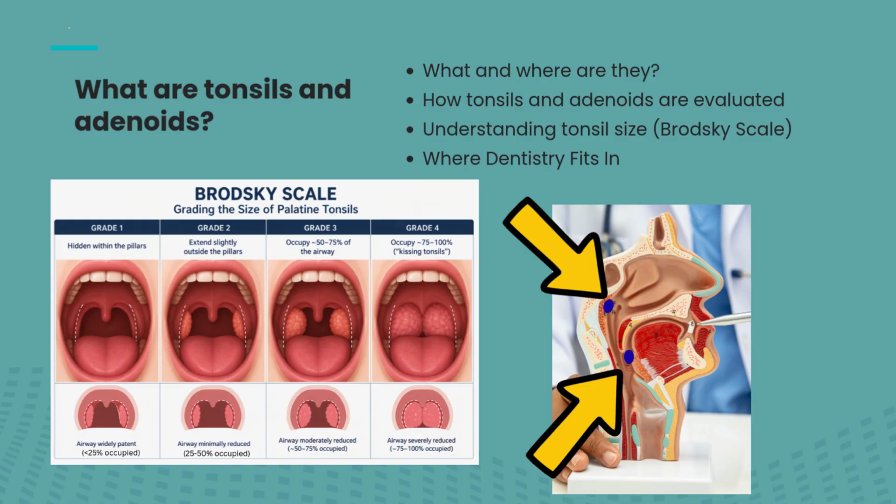And by the time we get to grade 3, we have some more enlargement such that this tissue now occupies around 50 to 75% of that airway space when we're looking in. And when that becomes even higher, we have grade 4, what's called kissing tonsils, because they're now so big that the right side and left side tonsils are basically kissing each other. They occupy around 75% to 100% of that airway space.